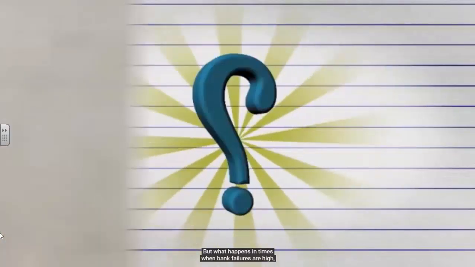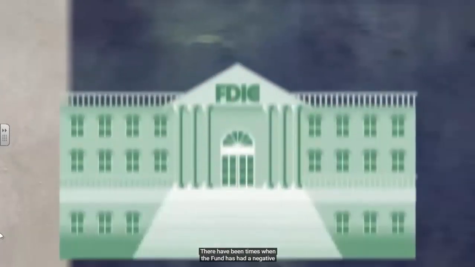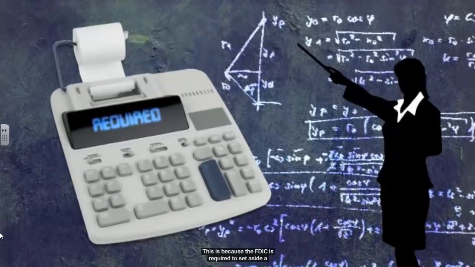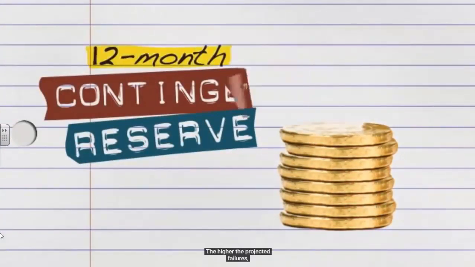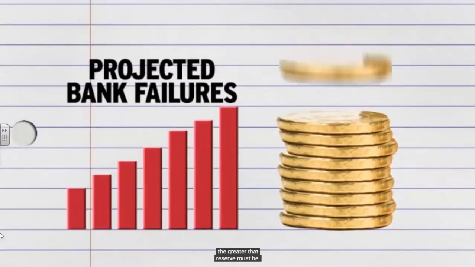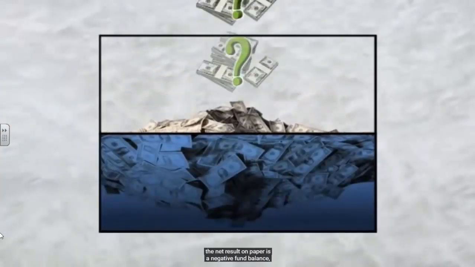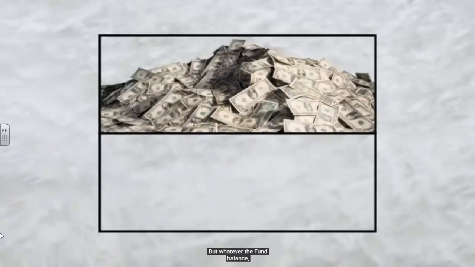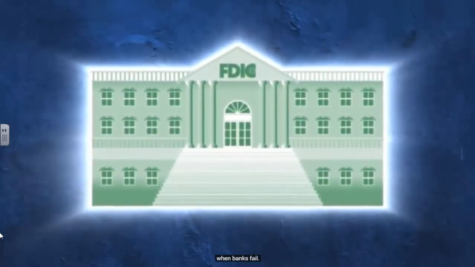But what happens in times when bank failures are high and the fund is frequently tapped to protect depositors? There have been times when the fund has had a negative balance, even when it had abundant resources. This is because the FDIC is required to set aside a contingent reserve for probable failures over the next 12 months. The higher the projected failures, the greater that reserve must be. Since the FDIC is not allowed to offset that cost by future income, The net result on paper is a negative fund balance, even though total resources are positive. But whatever the fund balance, it does not affect the FDIC's ability to protect depositors when banks fail.